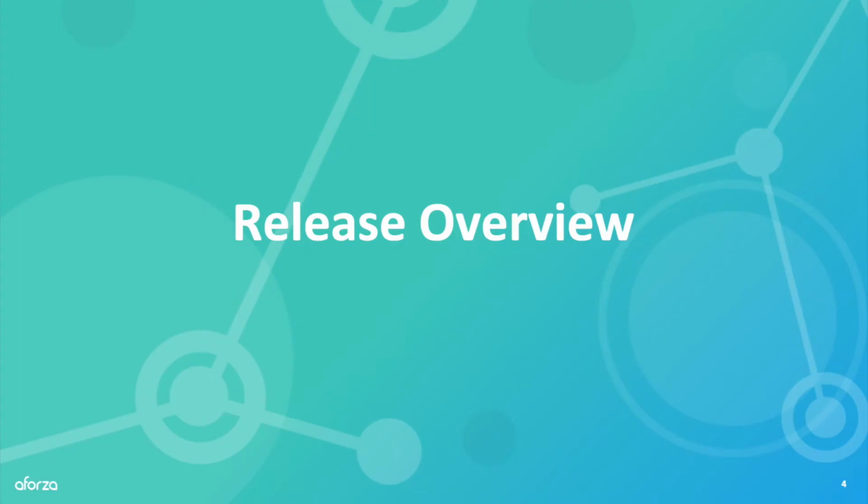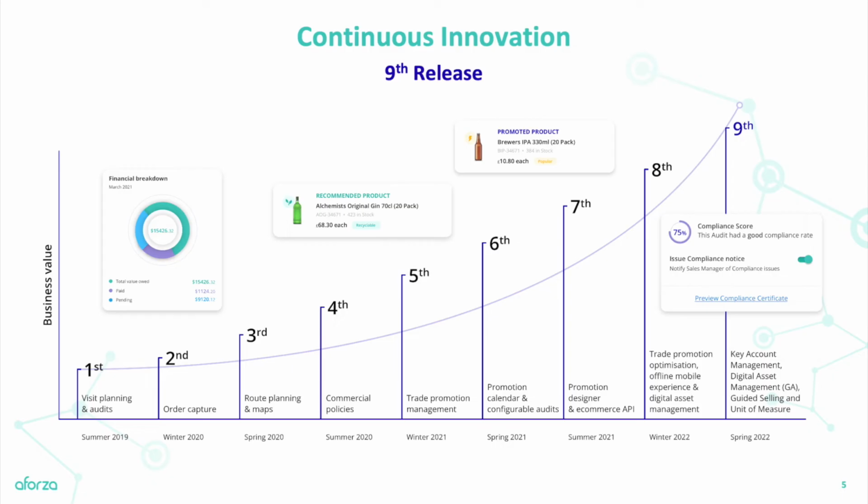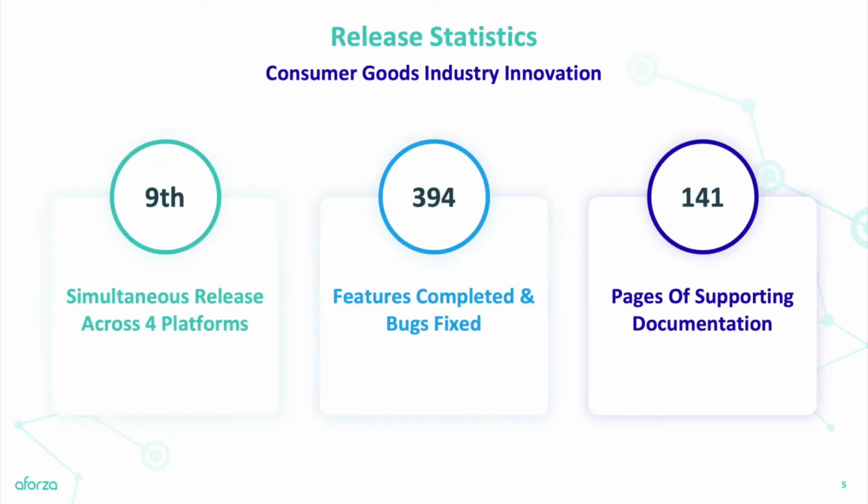So let me go through an overview of what we've done in this release. This is our 9th release that we've managed to release simultaneously across the 4 platforms of Salesforce, Google, and then Android and iOS. We've introduced roughly 400 new features or fixed bugs that you've raised with us. And these features, again, are being driven 100% by what our customers are looking for and by our strategic vision on how we want to move the consumer goods industry forward and provide you with that competitive advantage when you go to market.